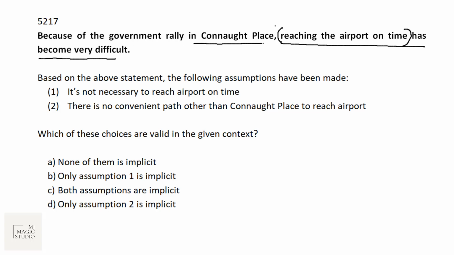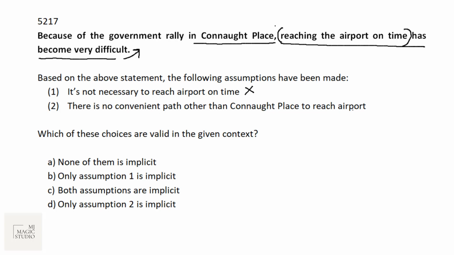And the government rally is in Connaught Place. That's why this commuter is facing difficulty, because he's supposed to take that route through Connaught Place. Let's see what the assumptions given are. Based on the above statement, the following assumption has been made: it's not necessary to reach the airport on time. It's not implicit. Reaching the airport on time, he is concerned. The statement is concerned about reaching the airport on time. That means it is necessary.